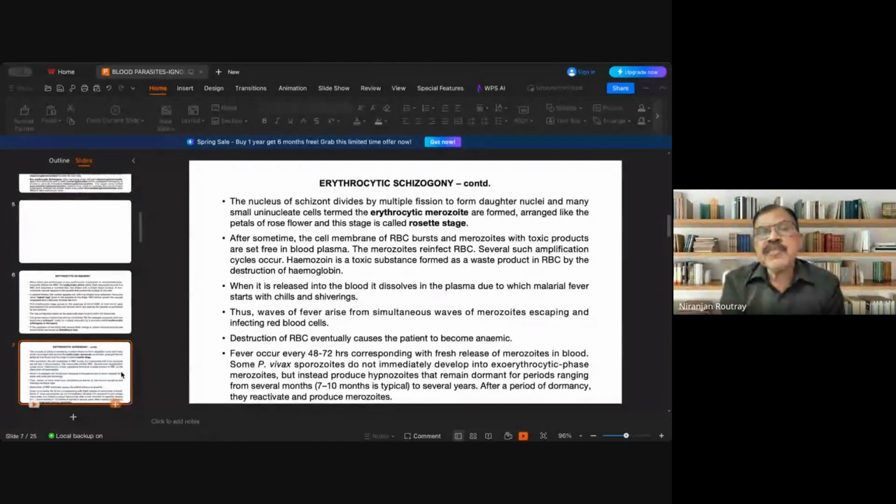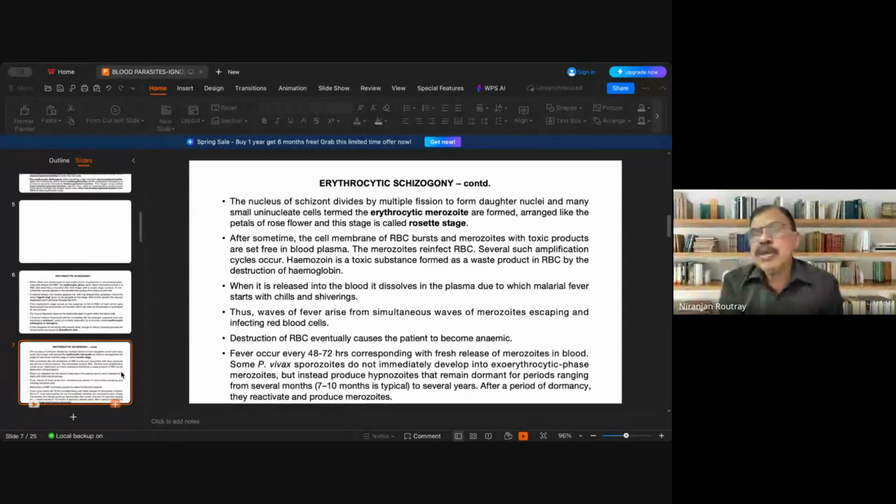After some time, the cell membrane of the RBC ruptures, and these erythrocytic merozoites are released. Along with this release of the merozoites, a toxic product known as hemozoin is also released freely into the blood plasma, and it is circulated. The merozoites may continue the erythrocytic schizogony by reinfecting RBCs, and in each recurrence of the cycle, the parasite number gets amplified. Amplified means it just gets increased in number.